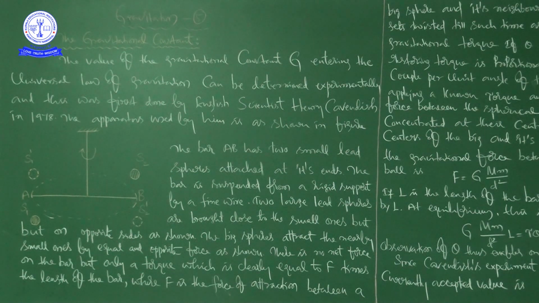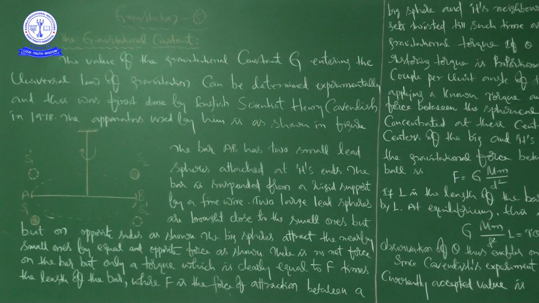So what is present here? See, this is a schematic drawing of the Cavendish experiment. S1 and S2 are large spheres. This is S1, this is S2. S1 and S2 are the large spheres which are kept on either side of the masses at A and B.